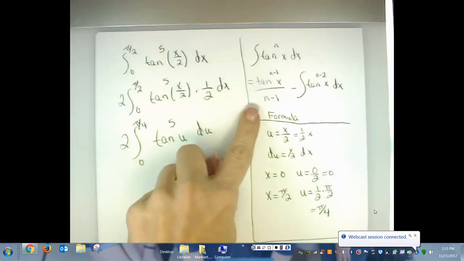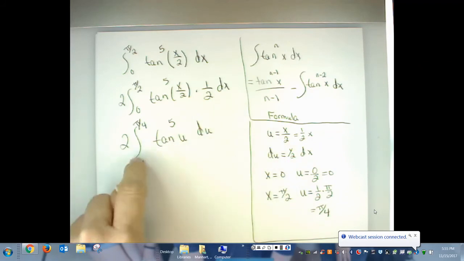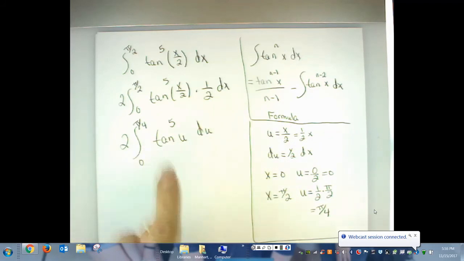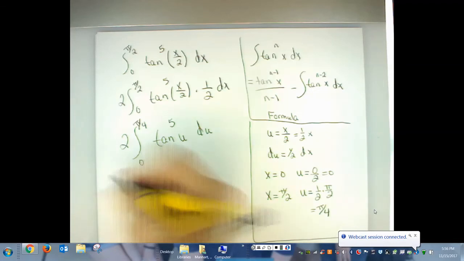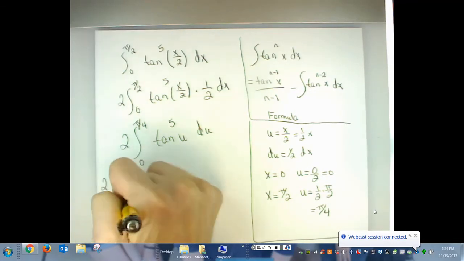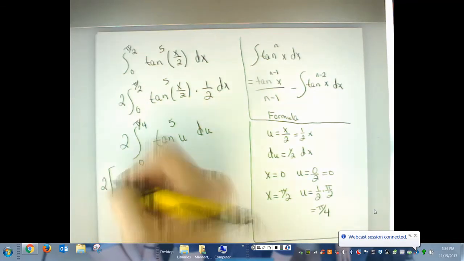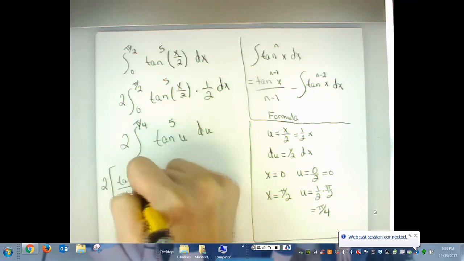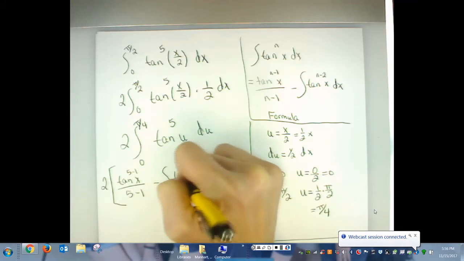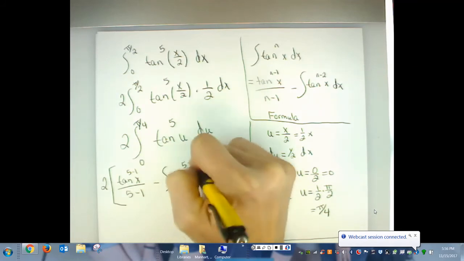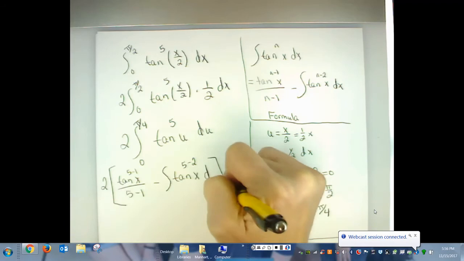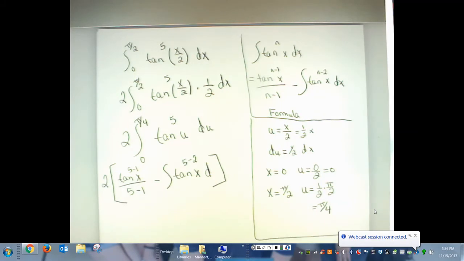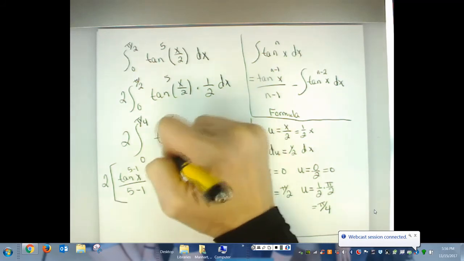Now we're ready to plug into the reduction formula. And that way it will be less messy since we went ahead and changed x over to u. So I'm going to put the overall 2 outside. And according to the formula, this is tangent of x to the 5 minus 1 over 5 minus 1 minus the antiderivative of tangent of x to the 5 minus 2 dx. I noticed I did not put a plus c. I am going to put for here 0 to pi over 4.